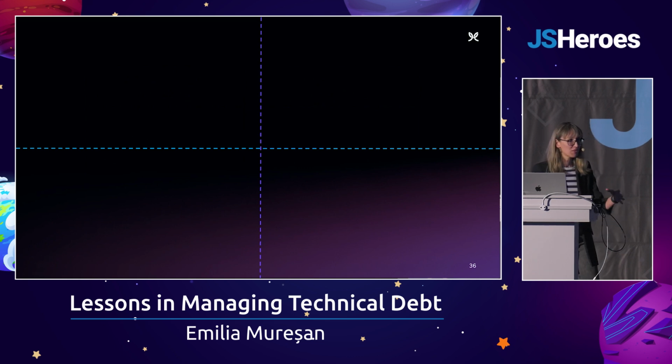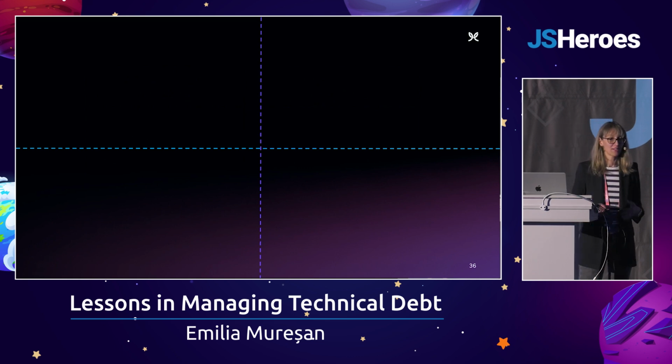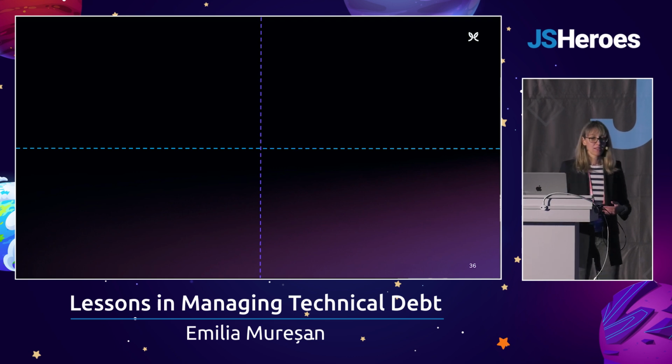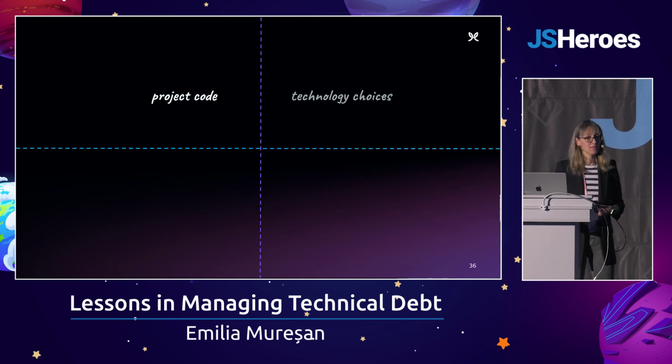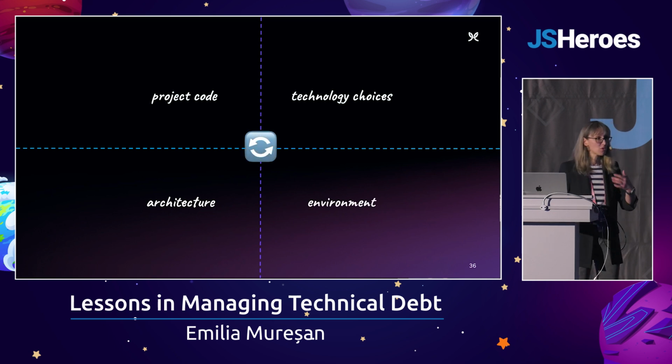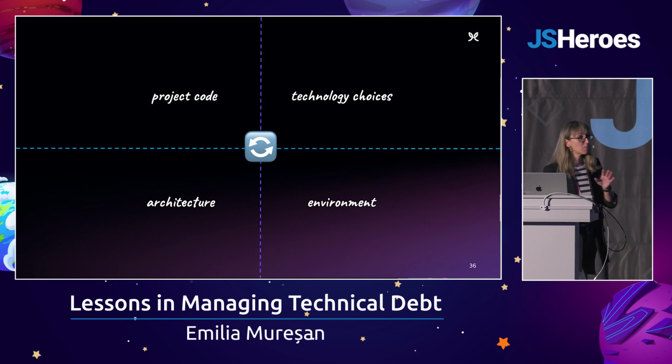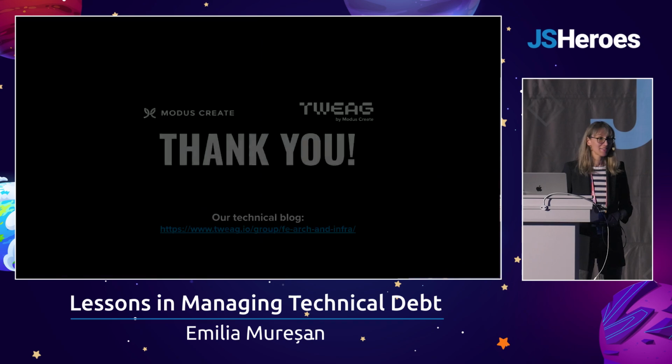So rather than viewing the progress in managing technical debt on a linear path, we can instead think of it as a series of cycles where we continuously analyze the project code, the technology choices, the architecture, and the external environment, and we take deliberate action to uncover and apply solutions that support sustainability and resilience.